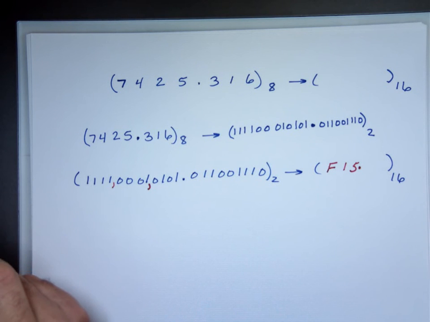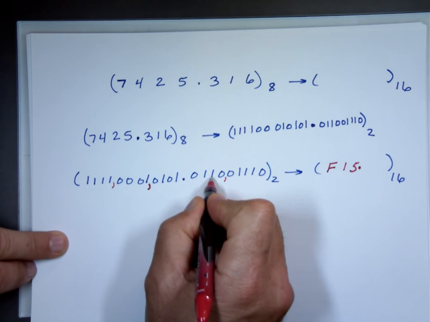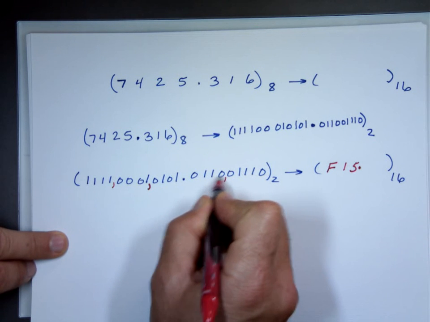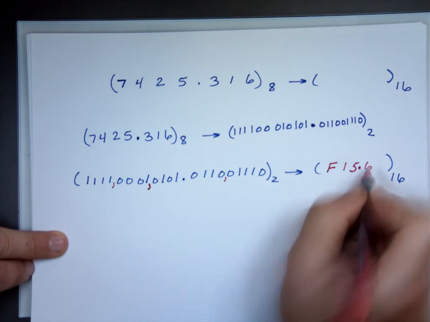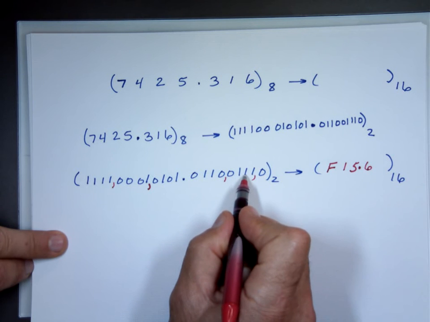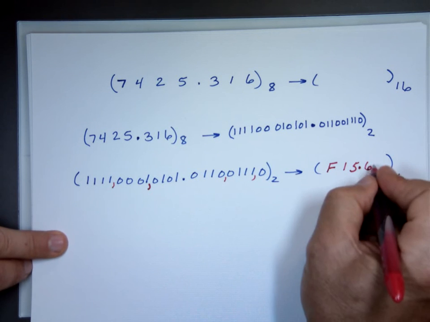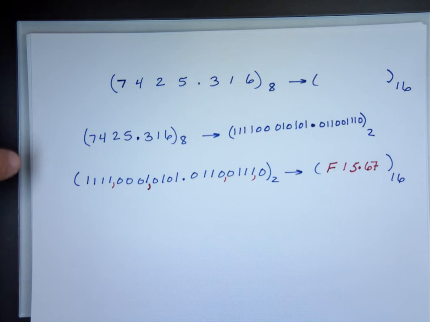On the right side, groups of 4. 0, 1, 1, 0. That's 1, 2, and 4. What's 2 and 4? 6. The next one, 1, 2, and 4. 7. The last one is 0. You don't need it. You can make it 0, 0, 0, 0. That's a 0. So it's 5, 1, F, 0.67.